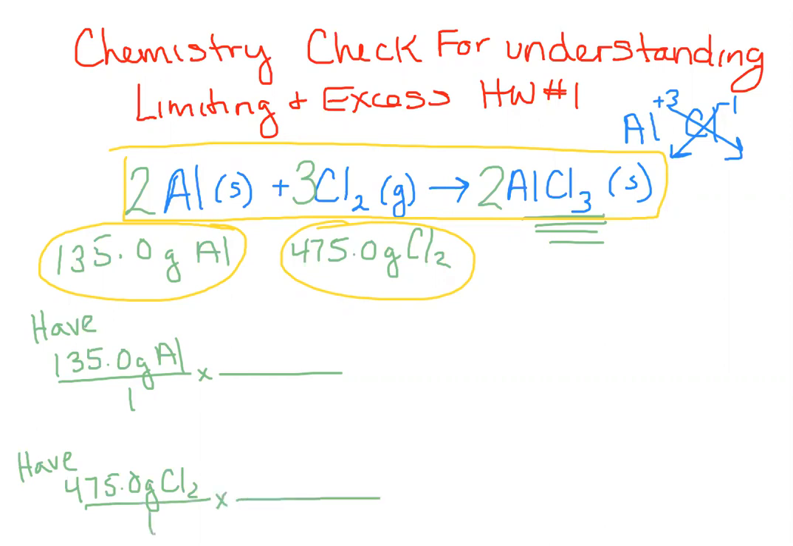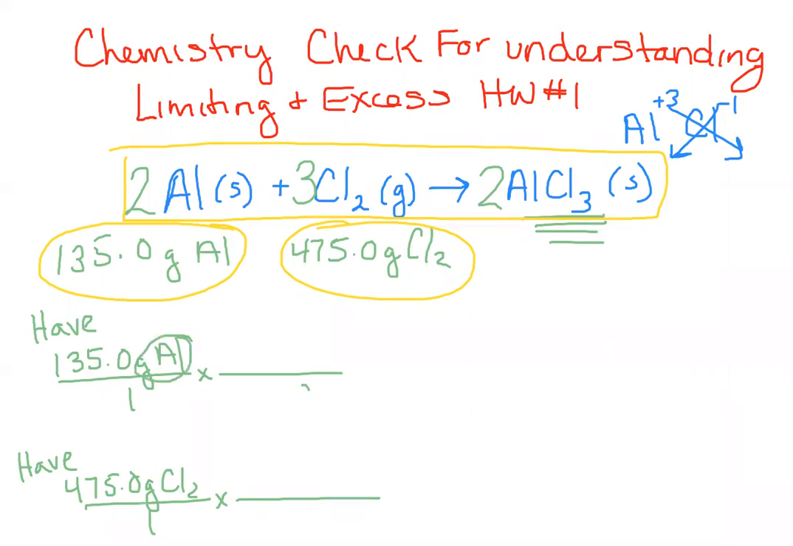We have to change this aluminum. If we have 135 grams of aluminum, how many grams of chlorine gas do we need? That's what we're doing in this first equation. And the second one, we have this much, 475 grams of chlorine gas. How many grams of aluminum do we need if we have that? So we're going to set this up. I'm going to set up the first one for you.